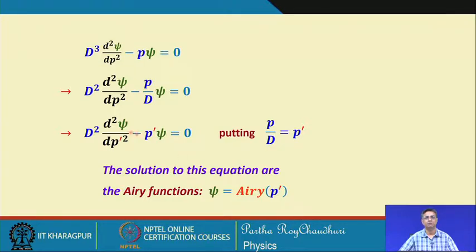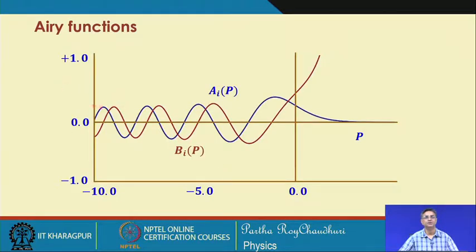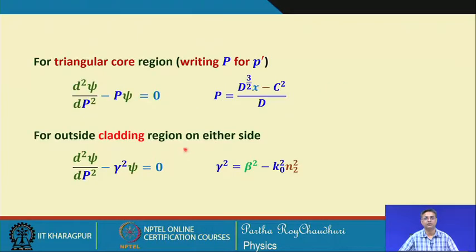The solution of this equation is very well known, because this represents the Airy's equation and the solutions are Airy functions. So, these are the two Airy functions Ai and Bi. One has to choose the exact function depending on the physical conditions represented by the electromagnetic waves propagating in the structure. For the triangular core structure, this is the wave equation, and for the outside region you have that already known decaying function, which is given by this equation.